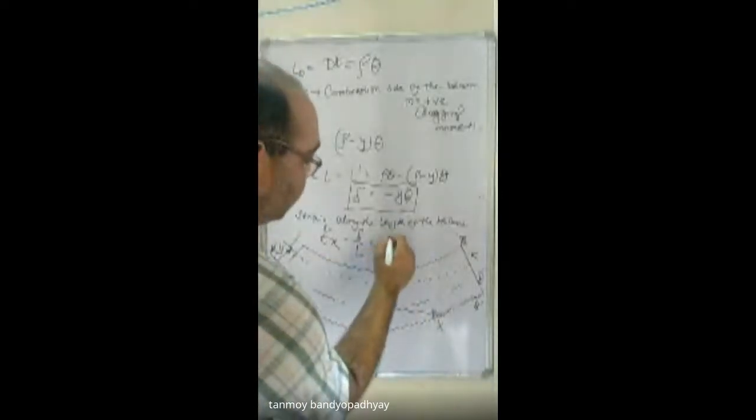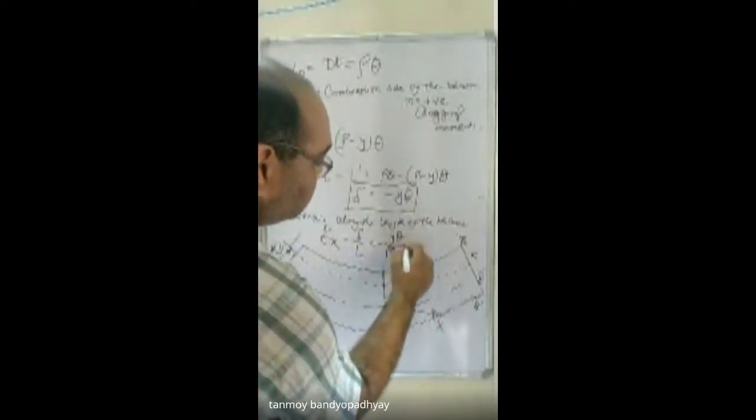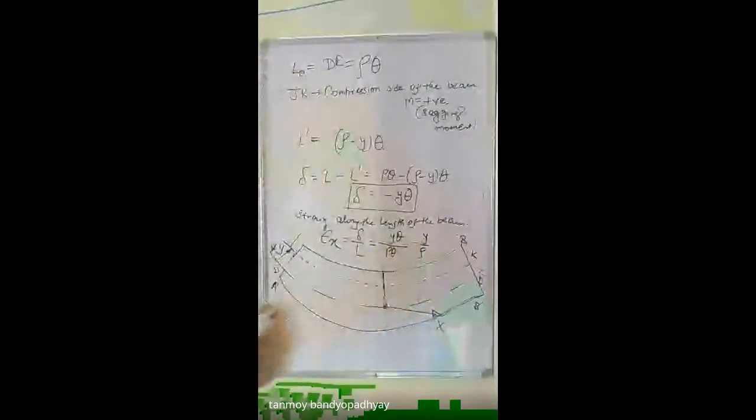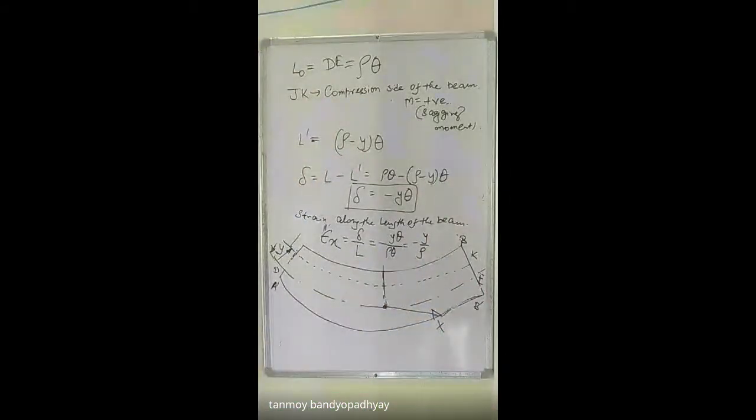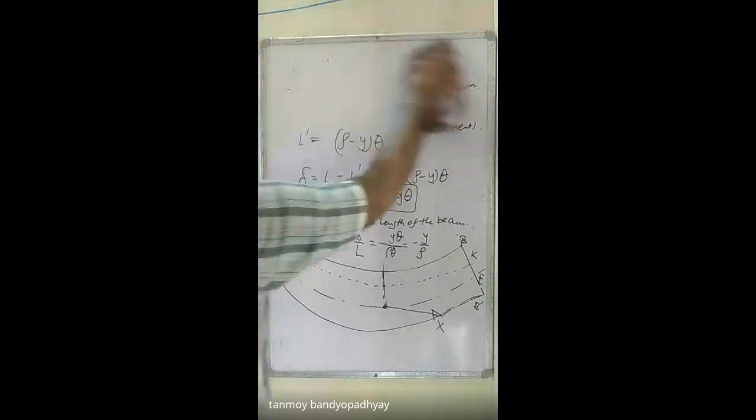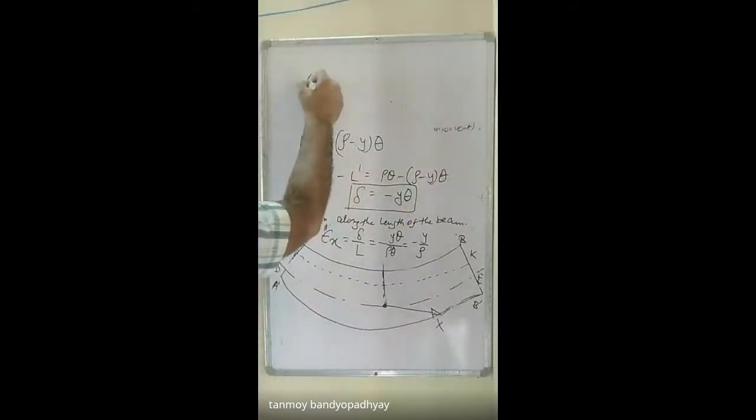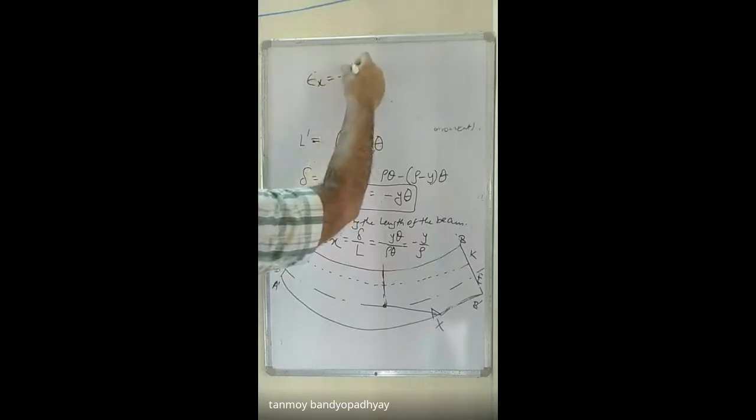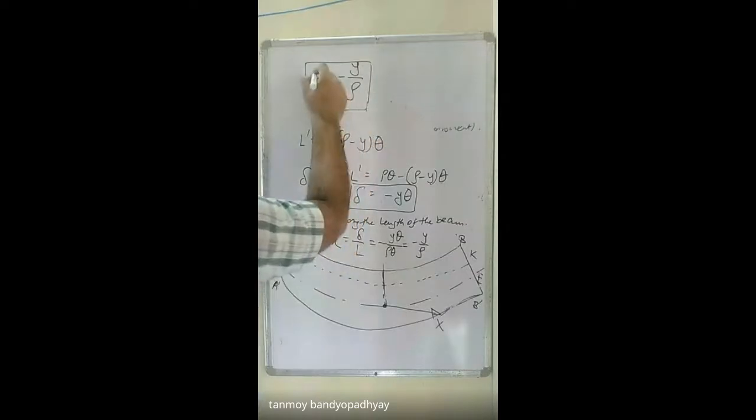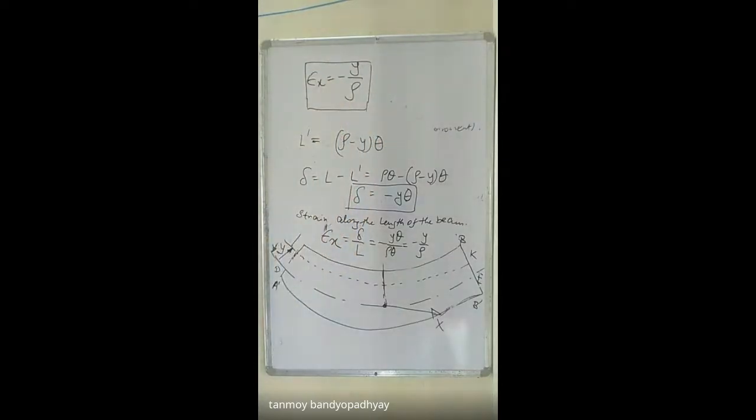So this is minus y theta divided by rho theta. So you are left with minus y by rho. Correct? So now the expression for epsilon x is equal to minus y by rho. So this longitudinal strain, as you can see, is directly proportional to y. When y is 0, the strain is 0.